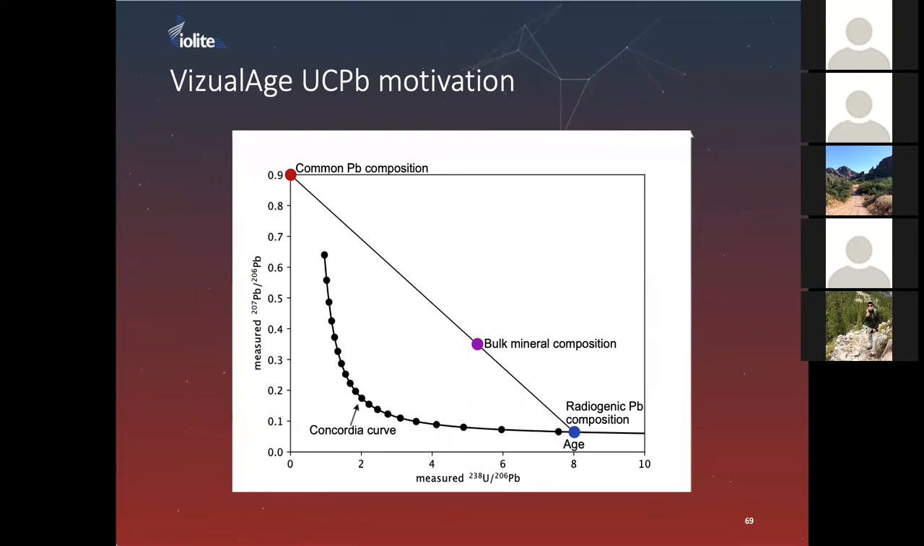To see why that's a problem, just consider this schematic Tera-Wasserburg diagram here. So this is the measured 207/206 on the Y plotted versus measured 238/206 on the X. And in black, we've got the Concordia curve, and we have the common lead composition as this red dot here at the Y intercept. We've got the radiogenic lead composition in blue down on the Concordia, and we've got some bulk mineral composition somewhere in the middle.